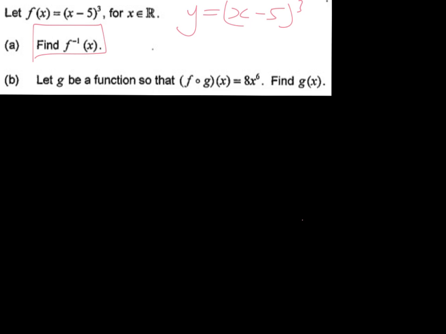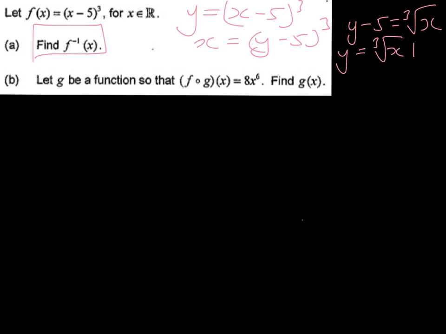So we can then switch the x and the y around. So x equals (y minus 5) all cubed. Therefore we can say that y minus 5 is going to be equal to the cube root of x. So y equals the cube root of x plus 5. And that is going to be our inverse function, so the cube root of x, plus 5.